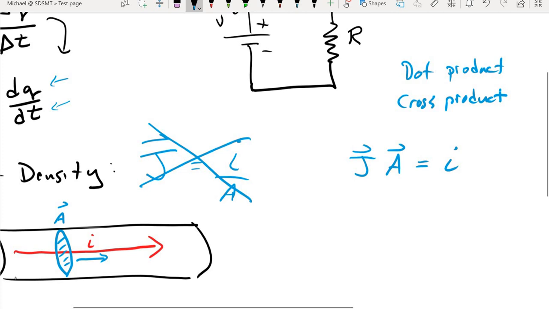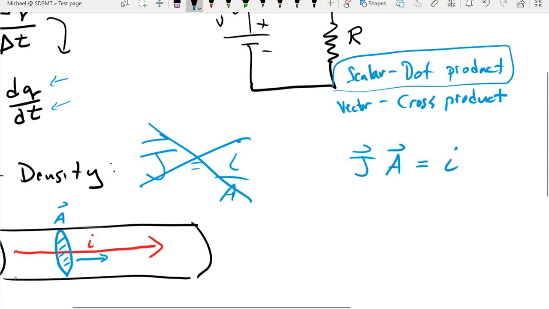Now for the dot product, the full name is scalar dot product. For the cross product, the full name is vector cross product. And these two terms out front tell us what the outcome of the product is going to be. And so what we need is a scalar dot product, because we're taking the multiplication of two vectors and we're turning it into a scalar.